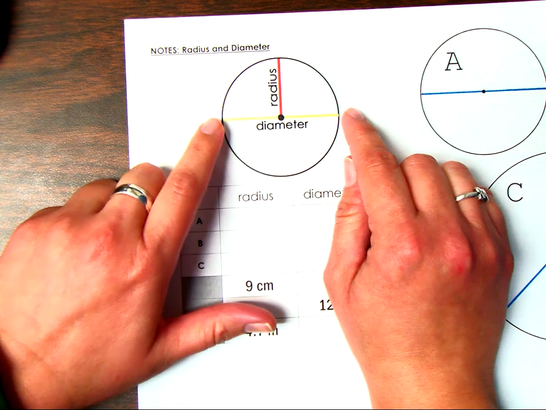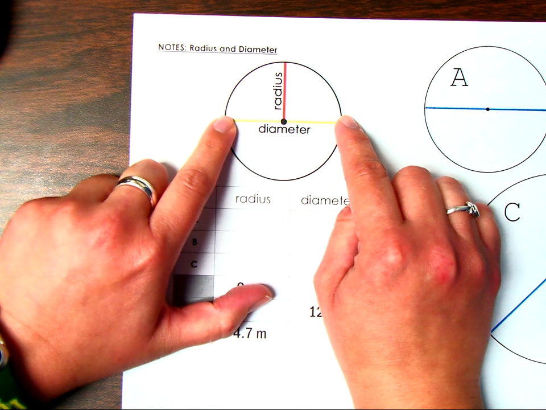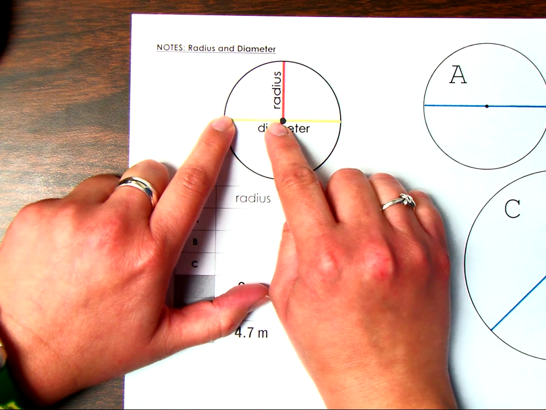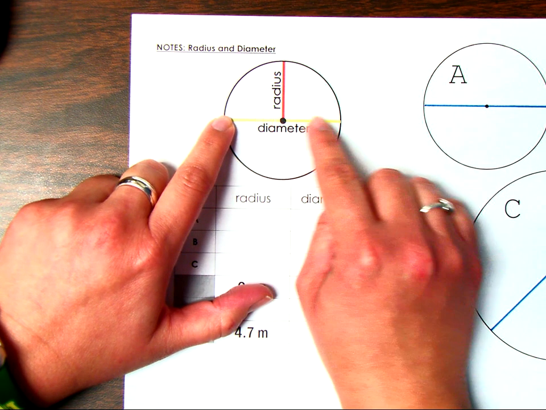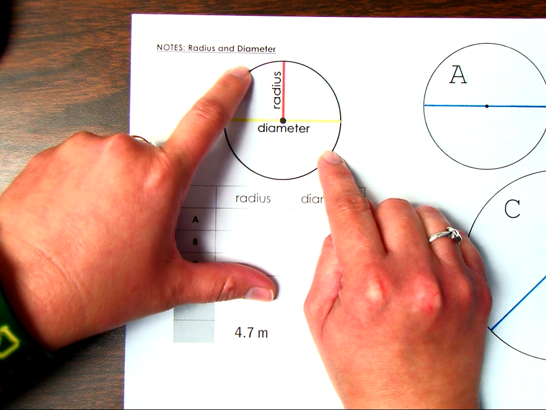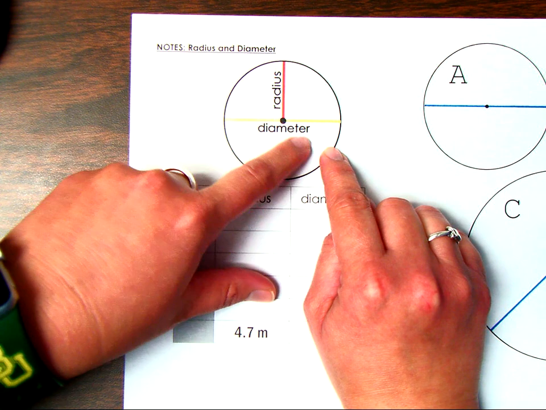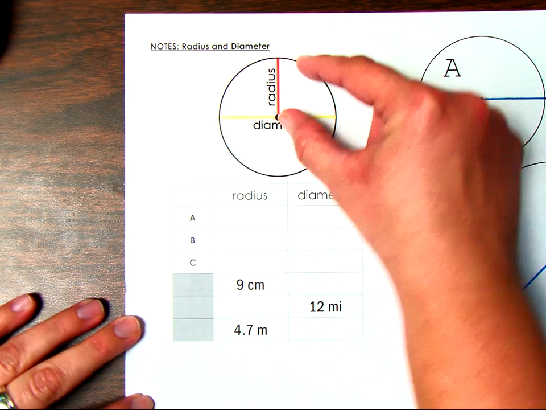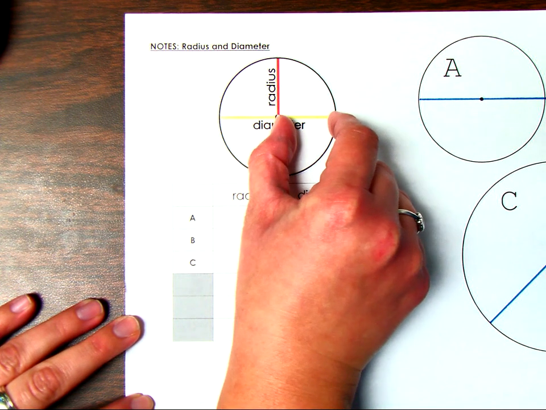Then the diameter is a special kind of chord. A chord is a line segment on a circle, but the diameter specifically has to go through the center. So again, we could rotate it just like this. So from this finger to the next, as long as I go through the center of the circle, that is the diameter.